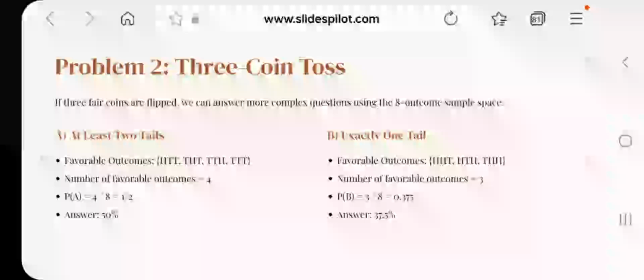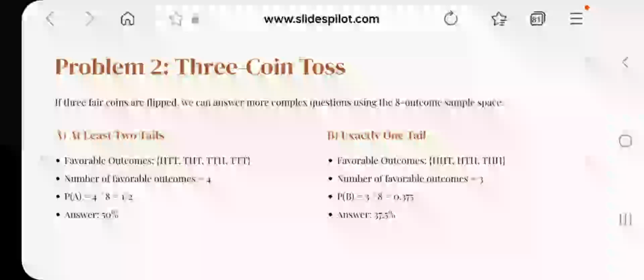It could be HHH, HHT, HTH, HTT, THH, and so forth. So those are the 8 possible events or outcomes that can occur in this event.